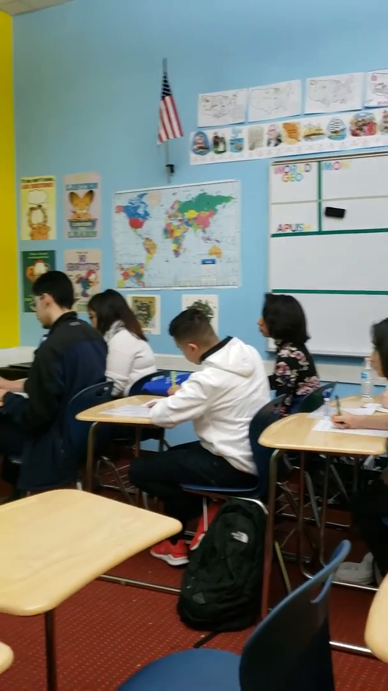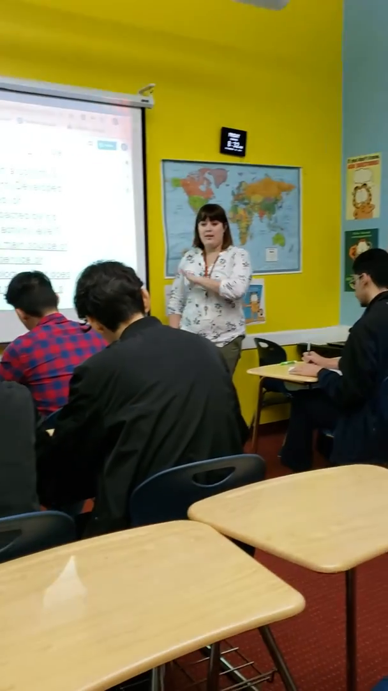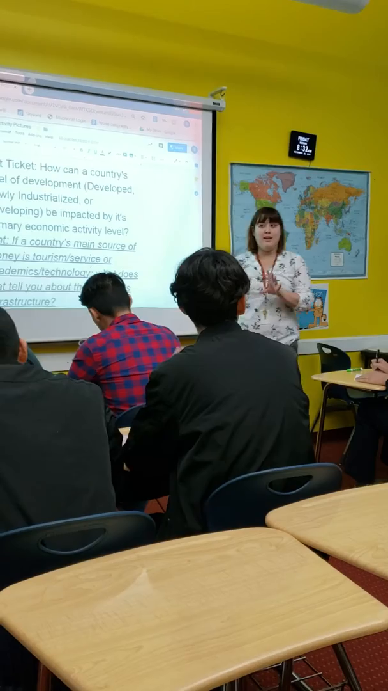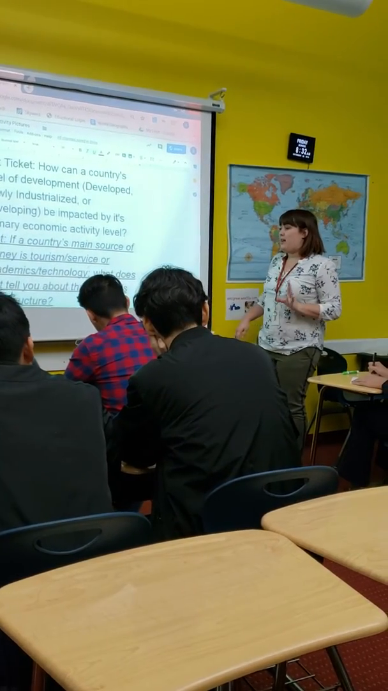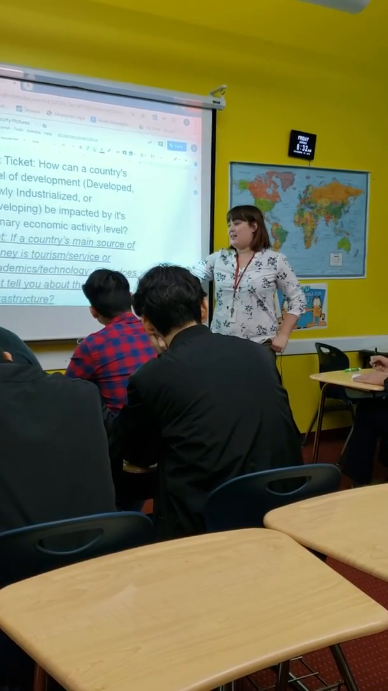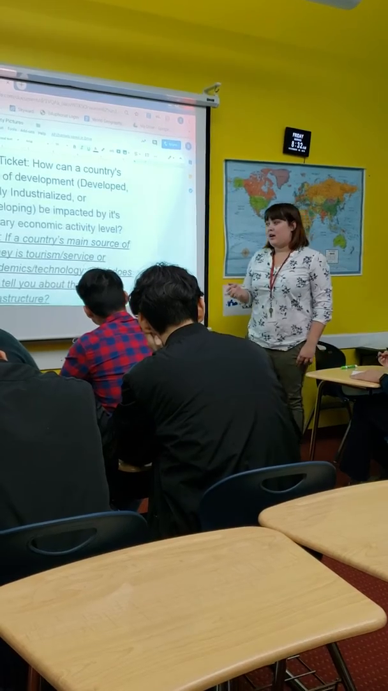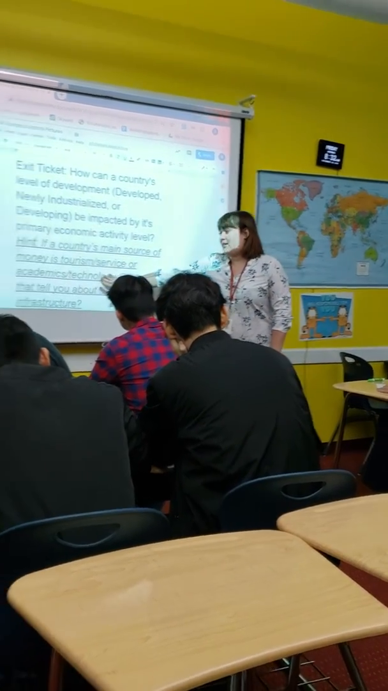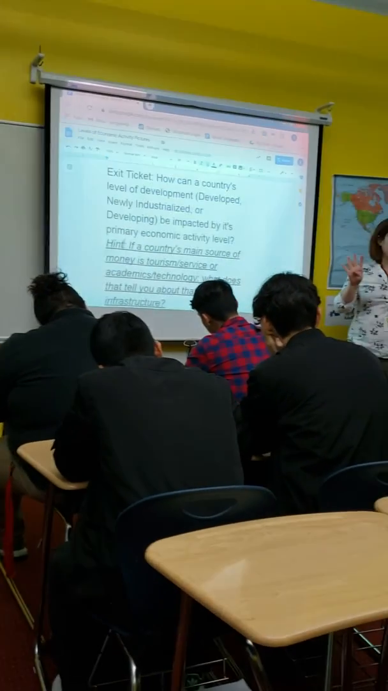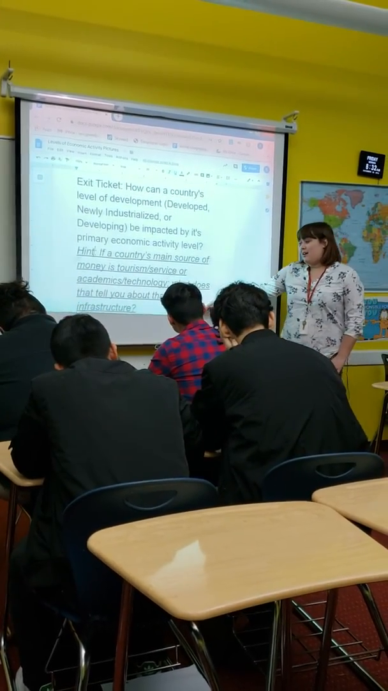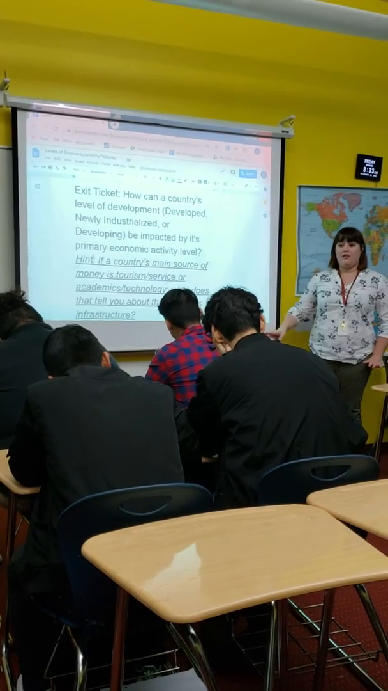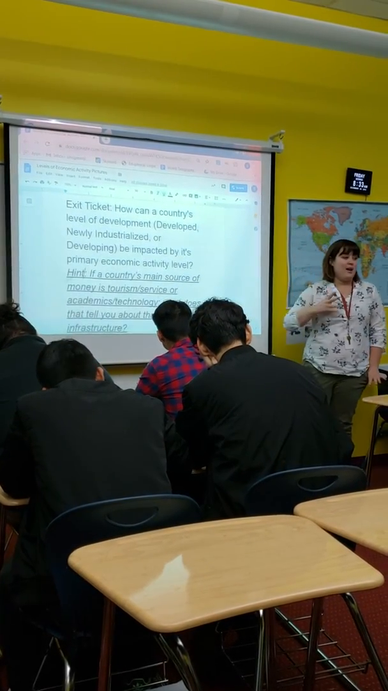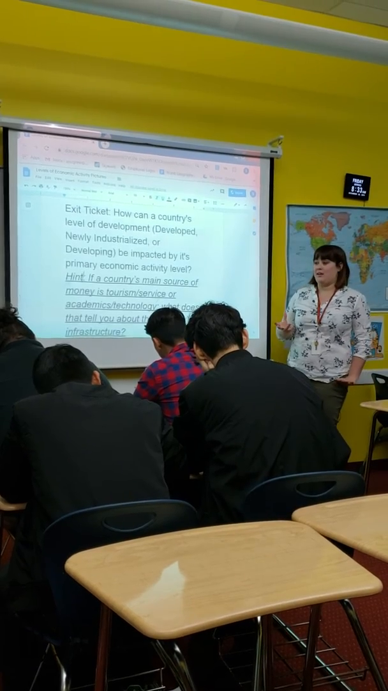How is it going to help you figure out what are some of the strengths, how the country's economy is, things like that. So kind of a hint, if a country's main source of money is tourism or service, remember that would be 3, the tertiary level, or if it's academics or technology, that's the quaternary level, number 4. Okay, what does that tell you about the country's infrastructure? So if they have those things available, what does that tell you about the economic status, different things like that with that country?